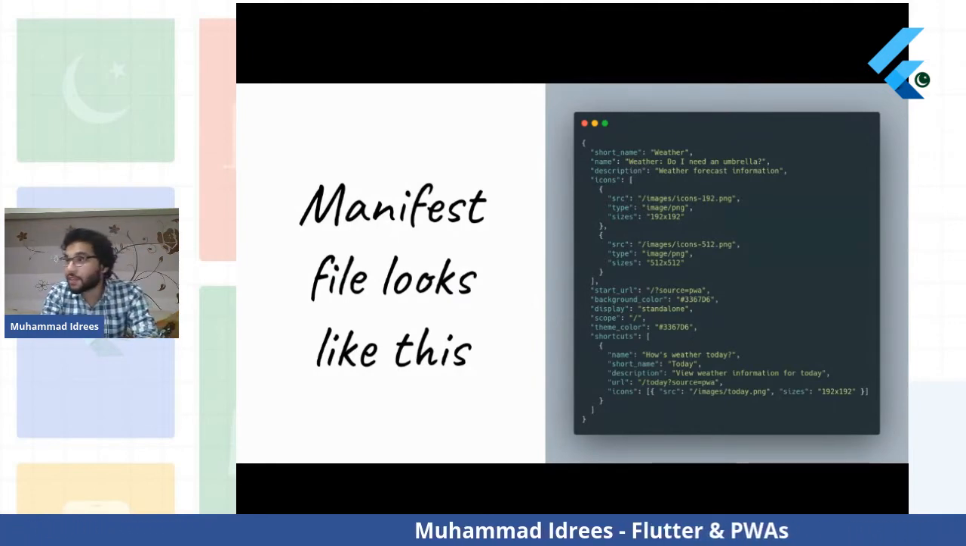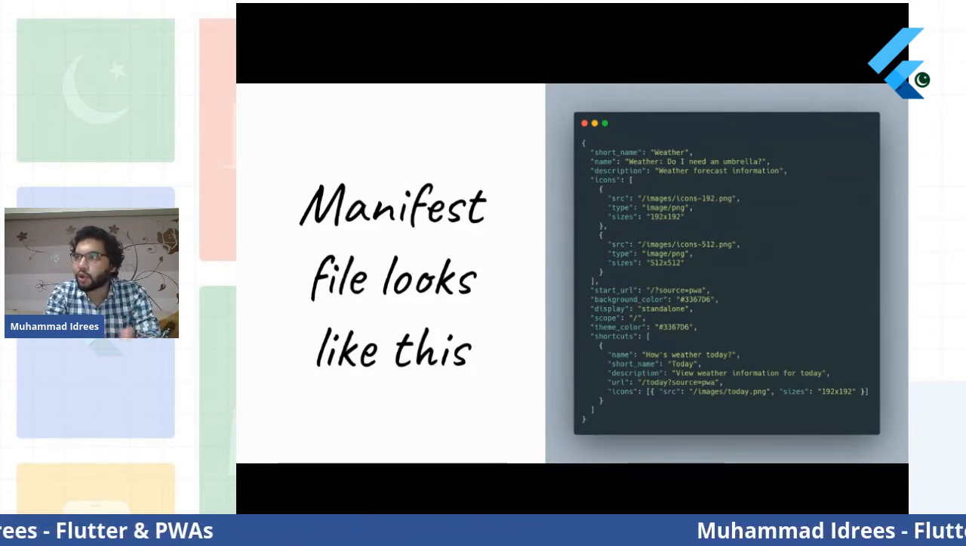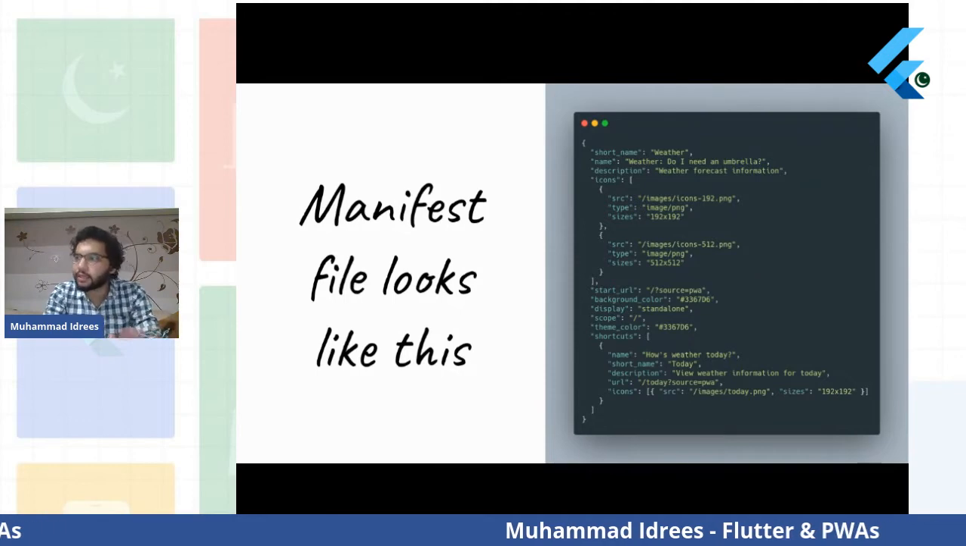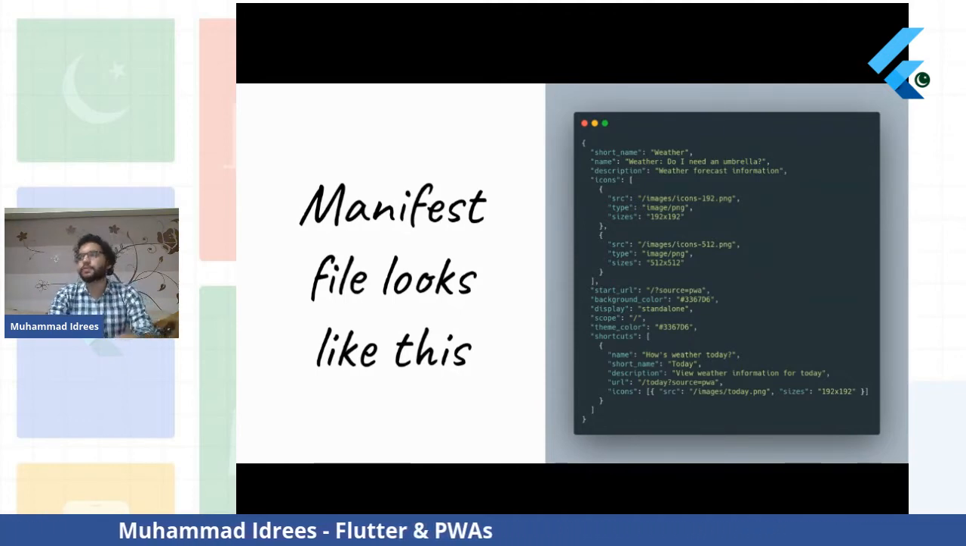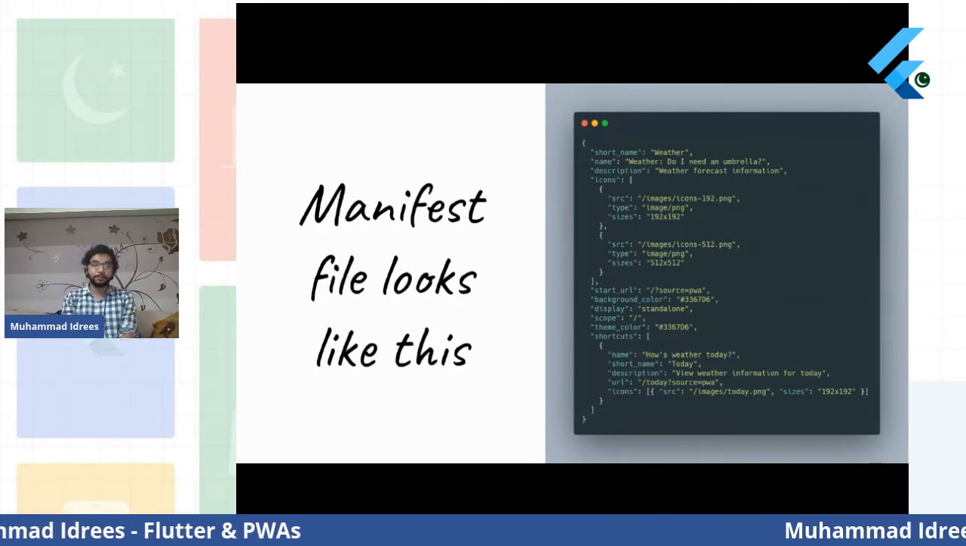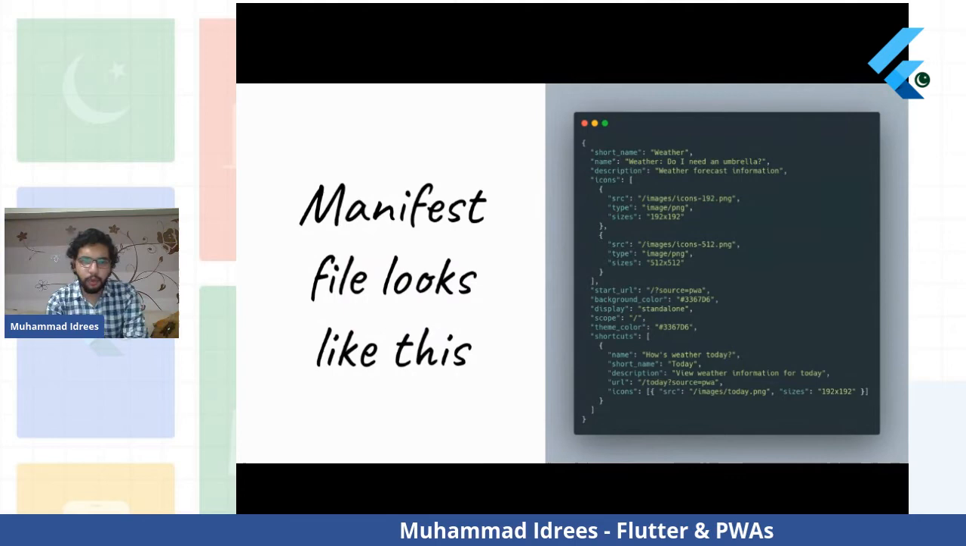So this is what a manifest file looks like. Just like I said, key value pairs. It has some awesome keys like short name, description, icons, start URL, background color, display, and all of this stuff. So yeah, we're going to get into them one by one.